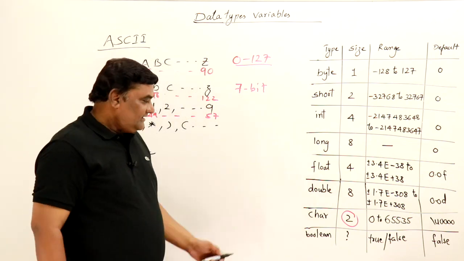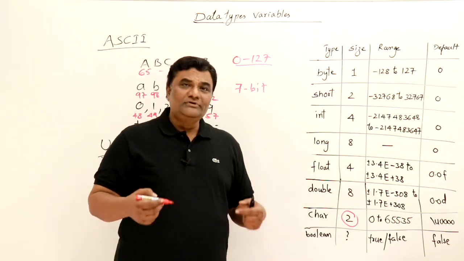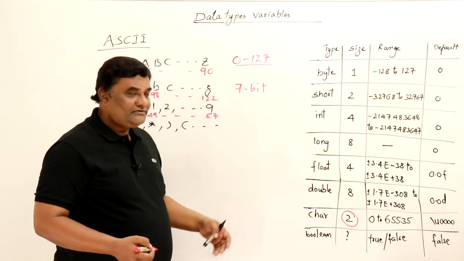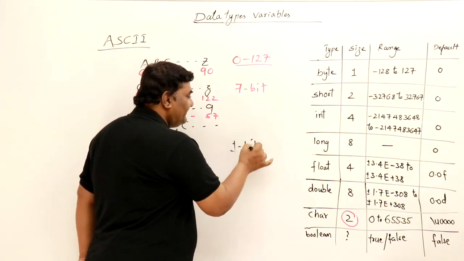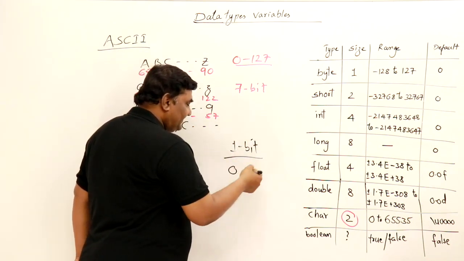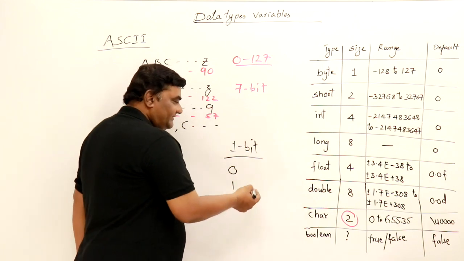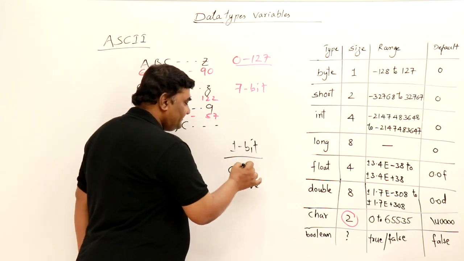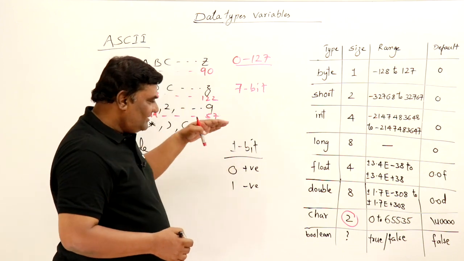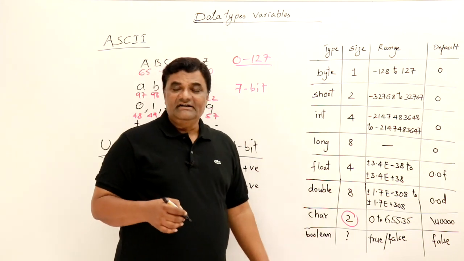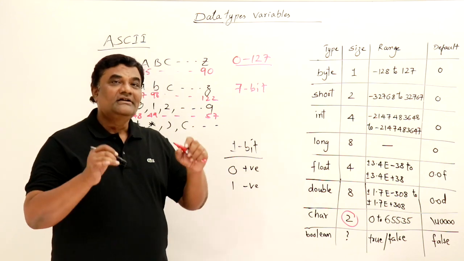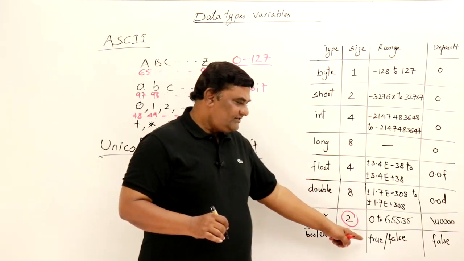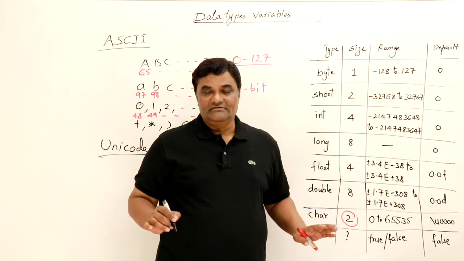And the last thing is Boolean. This Boolean data type allows only true or false. For storing true or false, only 1 bit is sufficient, right? If this bit is 0, we can say false, and if it is 1, we can say true. This is possible. But in Java, how many bits it takes is not defined. It depends on the runtime, that is, the JVM. And Java allows only 2 values, true and false. That's all.